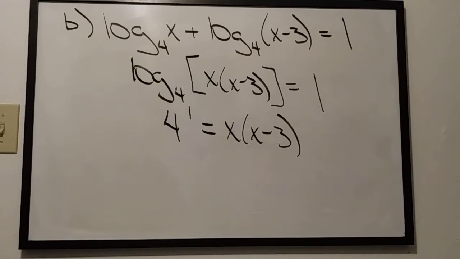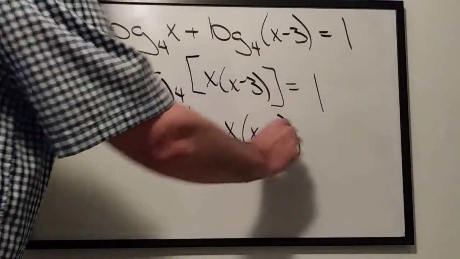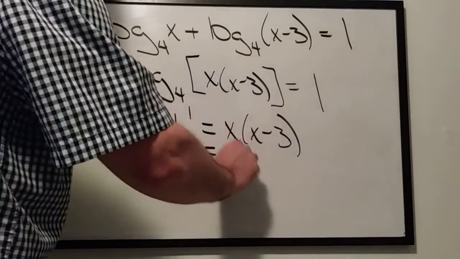Well, this is actually a quadratic equation. So let's go ahead and use some of our quadratic equation ideas and see what we can do. Now I'm going to start by distributing the x on the right-hand side. X times x is x squared.